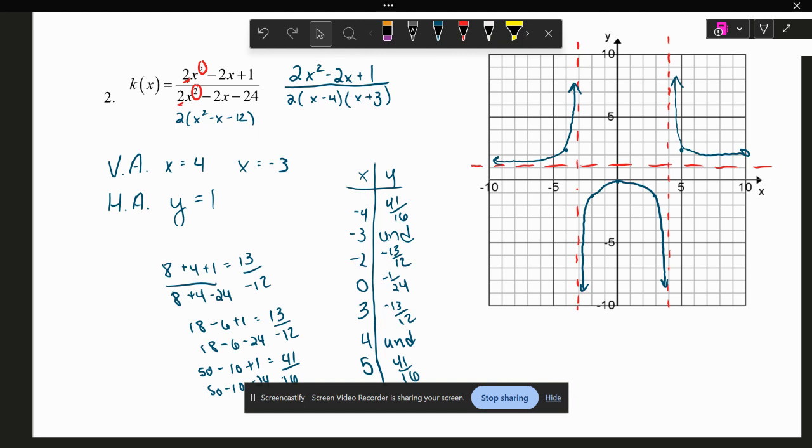Questions? Any other questions at all? I know it seems like a lot. Recap real quick. First thing you need to do, factor. Second thing, determine where your holes and asymptotes lie and graph those asymptotes. Last, create an XY chart, plug in points around those vertical asymptotes to determine where the shape of your graph lies.